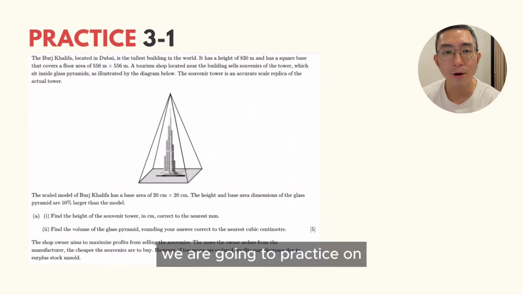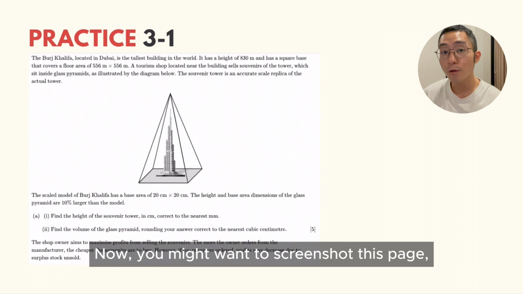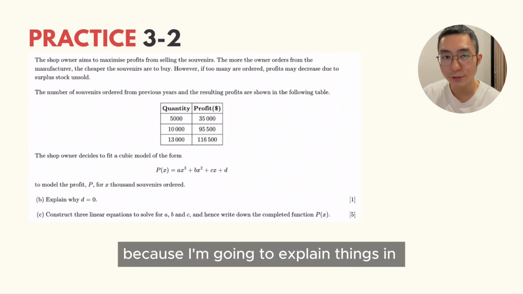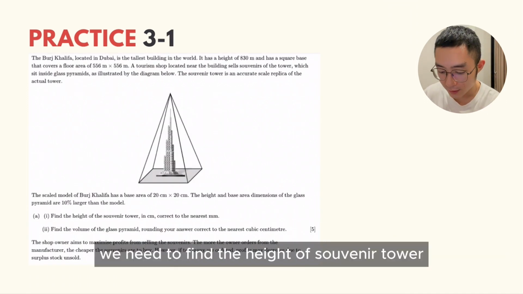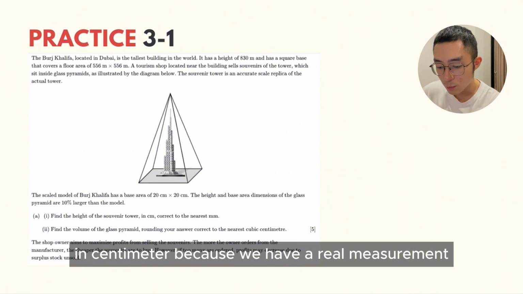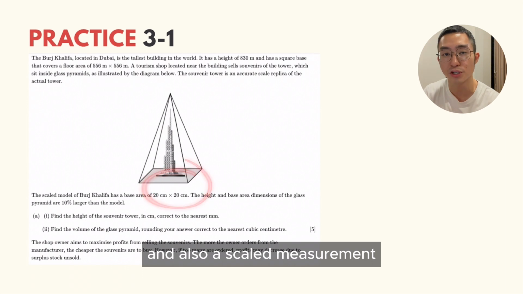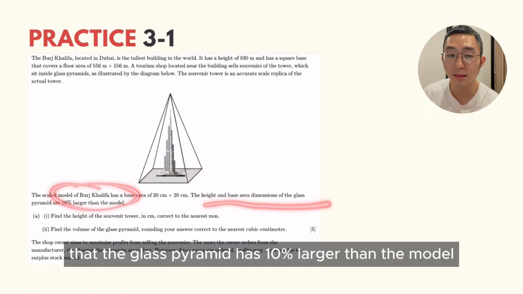Hi, in this video, we are going to practice on cubic models and systems of linear equations. Now, you might want to screenshot this page and also this page because I'm going to explain things in 3, 2, 1. On the first part, we need to find the height of the souvenir tower in centimeters because we have a real measurement and also a scaled measurement. And then note that the glass pyramid is 10% larger than the model.